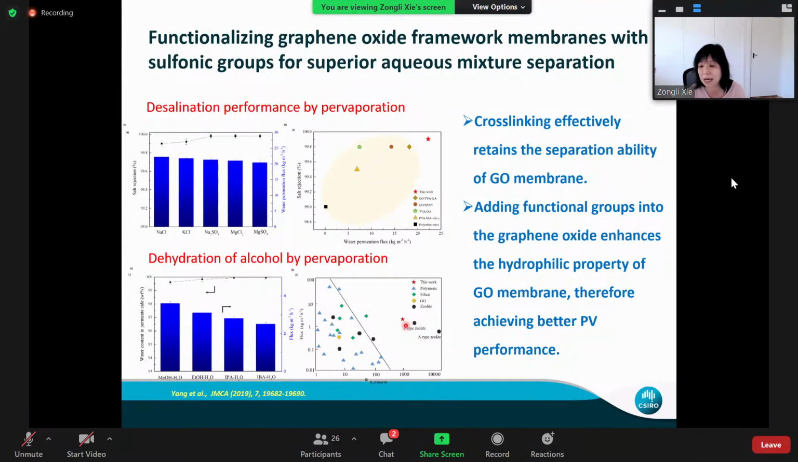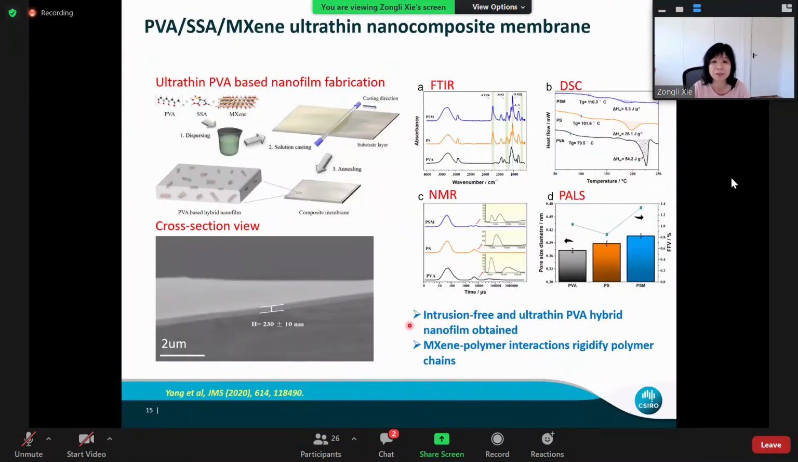Again, this membrane has outperformed a lot of others. I think one of the reasons is that we have been using sulfosuccinic acid, because it has an additional hydrophilic functional group. So we are able to enhance and maintain the hydrophilic property of the membrane, and so we are able to achieve better evaporation performance.